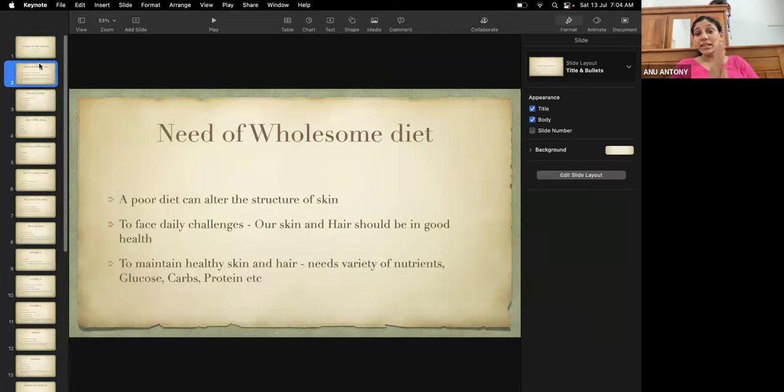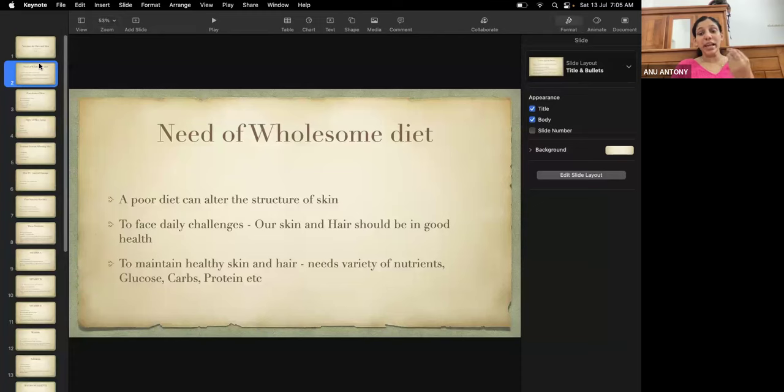Now, why is there a need for a wholesome diet? We all know the importance of diet in our day-to-day life. There will be a lot of other things like lipid profile hampering, menstrual health hampering, or maybe hormonal imbalance if we are not taking a proper wholesome diet. In the same way, it also reflects on our skin. It will change the structure of hair and skin if we are taking a nutrient-less diet.